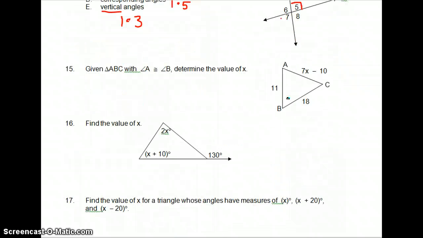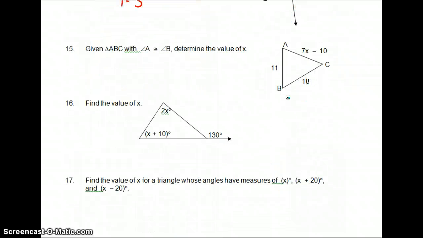Number 15, we're given angle ABC. A is congruent to B. Determine the value of x. Well, if angle A is congruent to angle B, we know the sides across from them are congruent, so we can just say that 7x minus 10 equals 18. I'm going to add 10 to both sides.